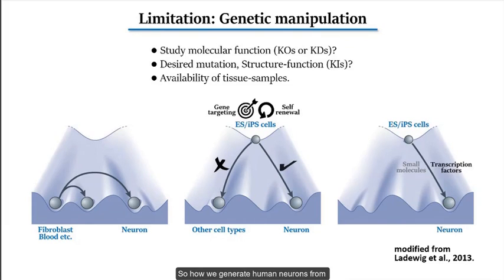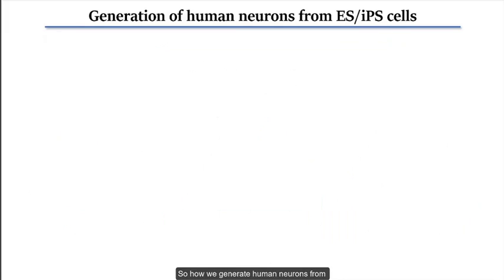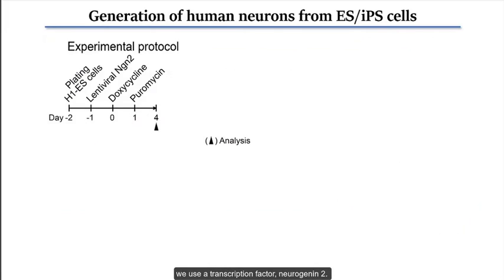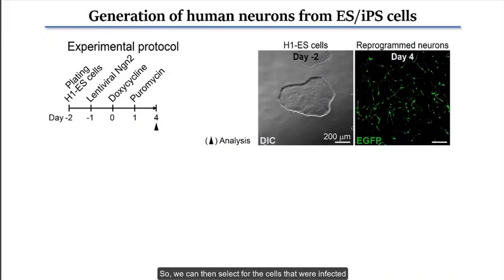So how do we generate human neurons from ES and iPS cells? For that, we use a transcription factor called neurogenin-2. We use this transcription factor because it is highly expressed in the dorsal telencephalon during cortical neurogenesis. We put it into a doxycycline-inducible promoter with a puromycin resistance cassette, so we can select for the cells that were infected with NGN2.